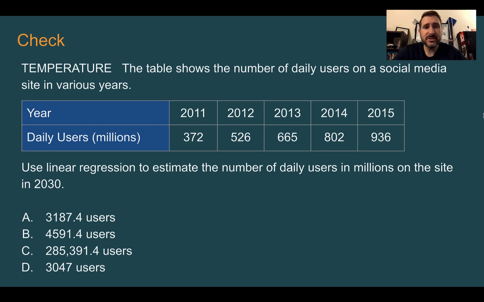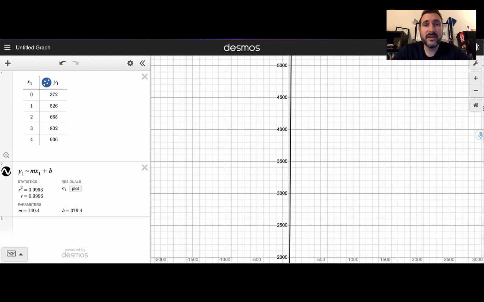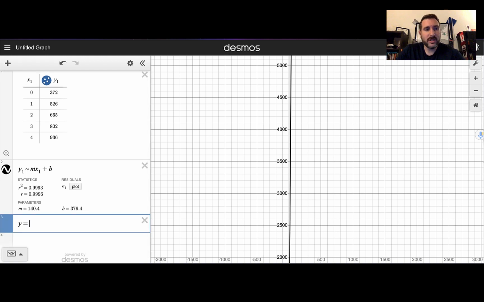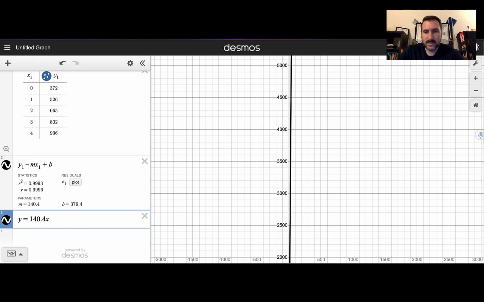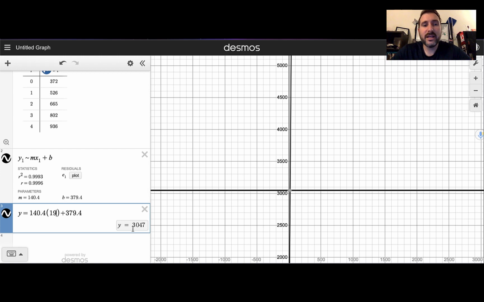Let's check our answer using Desmos. In Desmos, if I type in my table and my equation for my linear regression, I would get the equation y is equal to 140.4x plus 379.4. Remember, this is in millions. Then, if I want to know 2030, which is 19 years after 2011, instead of x, I'm going to plug in 19, and I get 3,047.